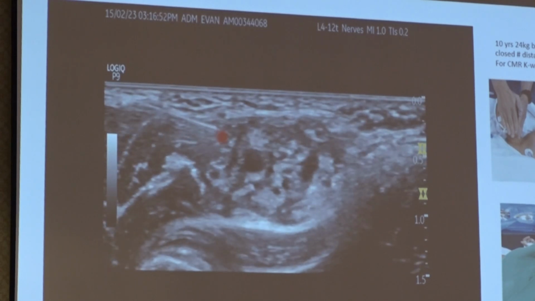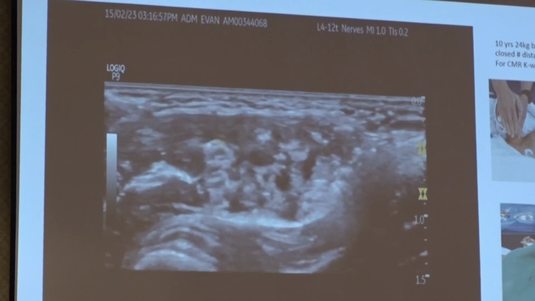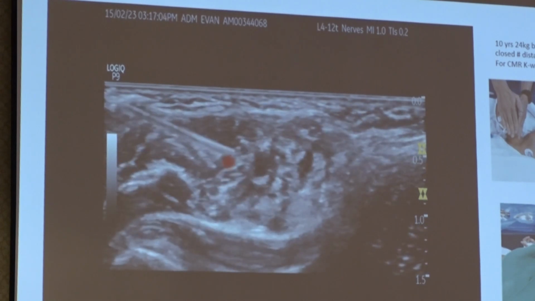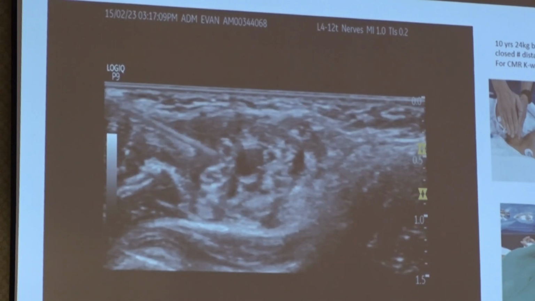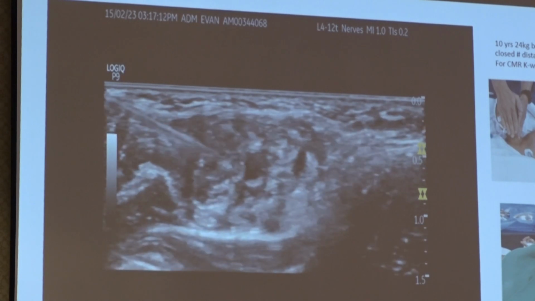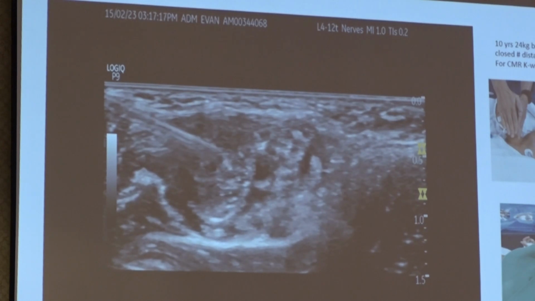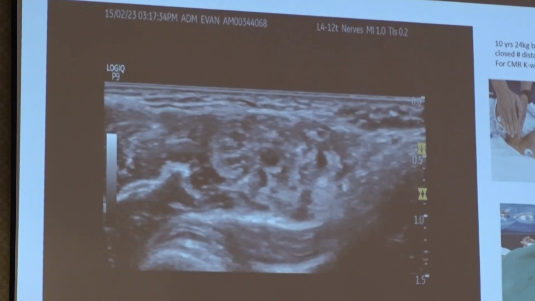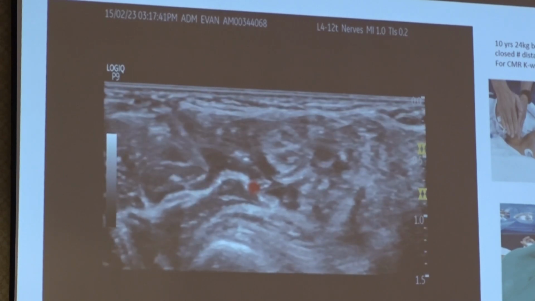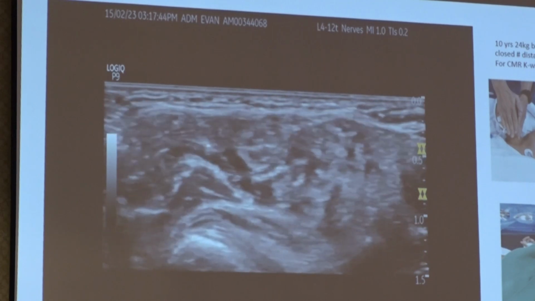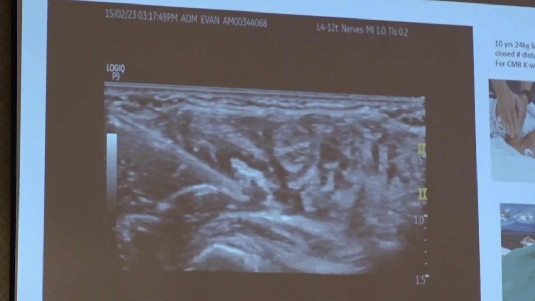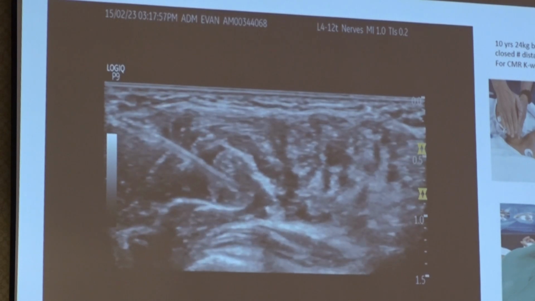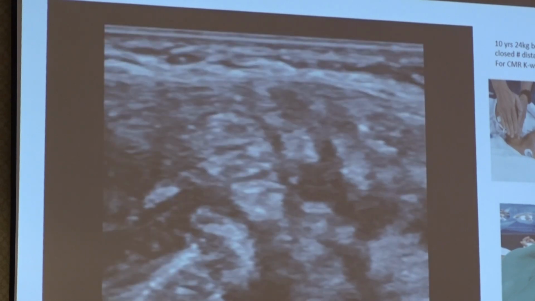4 mL, 4 mL, and 4 mL each, so total 12 mL. You see the median nerve visibility improves with the injections, the perineural injection. And then finally, we proceed with the musculocutaneous nerve injection. So total 15 mL of 0.2% ropivacaine was administered for this patient.